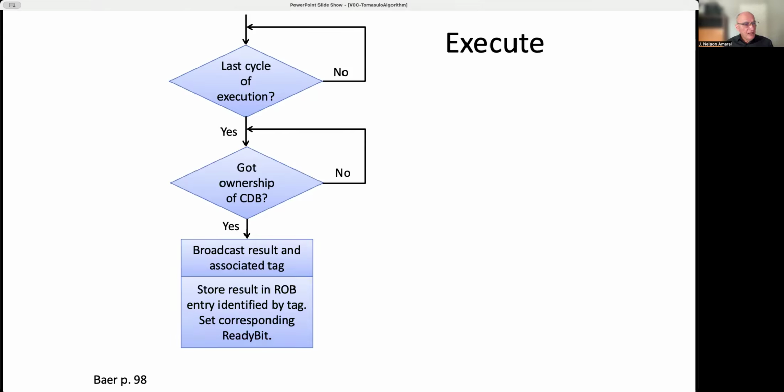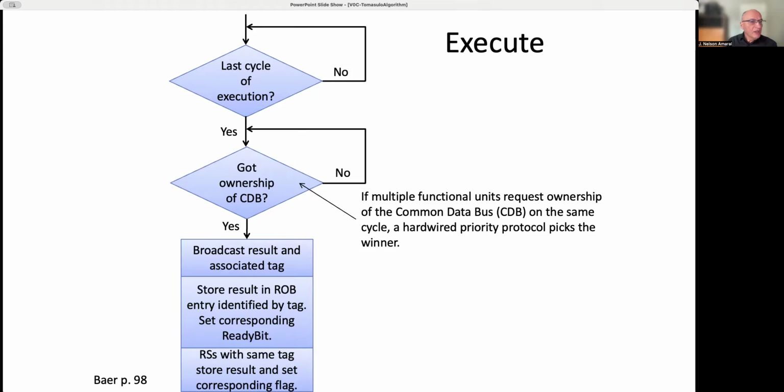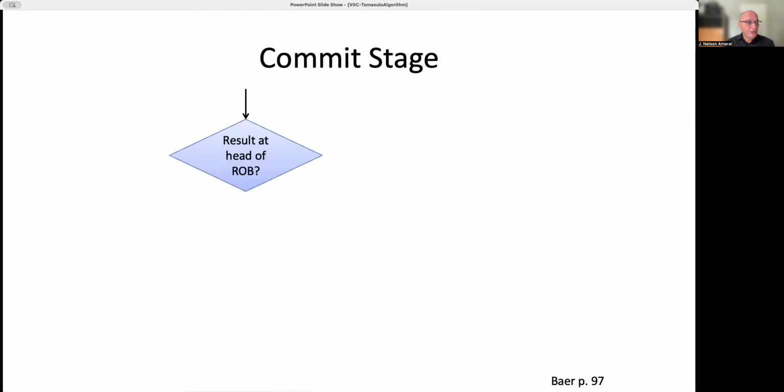And then I store the result in the reorder buffer. So the reorder buffer captures that value, and the corresponding bit of that reorder buffer entry will be set to ready. And reservation stations that have the same tag will capture the result. If I have multiple functional units that are requesting the common data bus on the same cycle, as I said, there will be hardware, usually a fixed priority, that would decide which one is the winner.